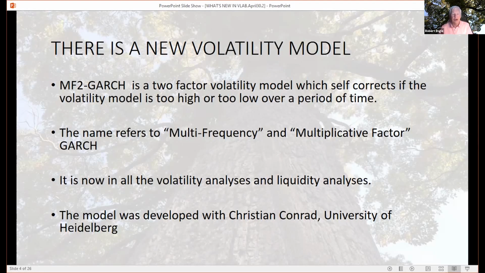We call it the MF2 GARCH. It's a two-factor model, one of which is an ordinary GARCH type model, and the other is a sort of self-correcting model. If it finds its forecasts are too high or too low in volatility over time, it forms a little model of low frequency volatilities to tell you how much to adjust your forecast. That's why it's called MF2. It's both multi-frequency and a multiplicative factor model of GARCH. So you can now see this in all the volatility analyses and liquidity analyses. And this has been developed with Christian Conrad of the University of Heidelberg.